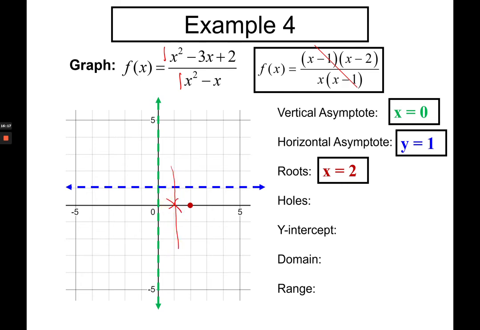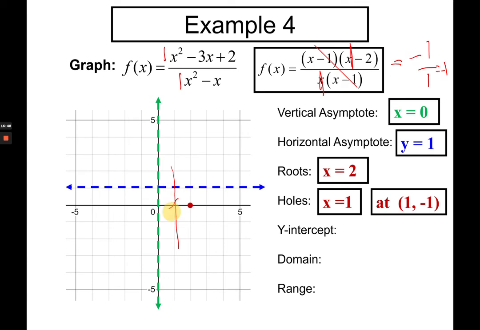How do you know if it's up or down? Well, you need to substitute 1 into the uncancelled factor. So if this is 1 and this is 1, 1 minus 2 is -1 all over 1. Although the hole is at x equals 1, the actual location is at x 1, y -1. So your hole is actually here. There it is.